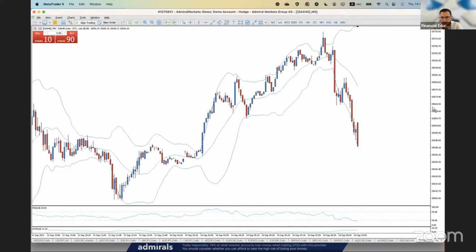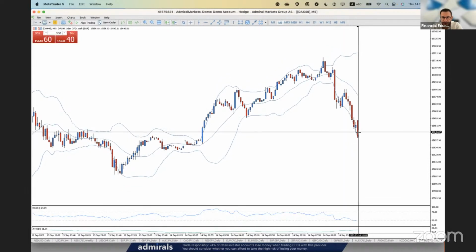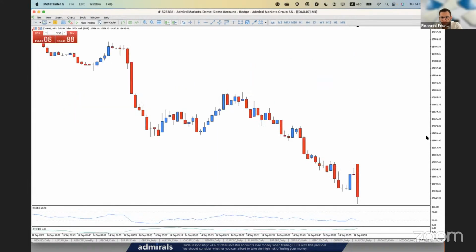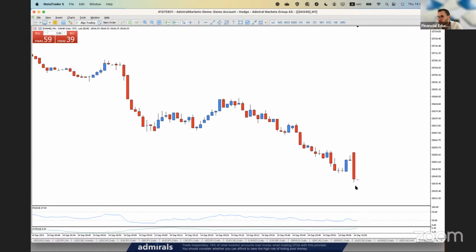So here is the current environment. That's the 1-minute time frame, just to monitor this price action.